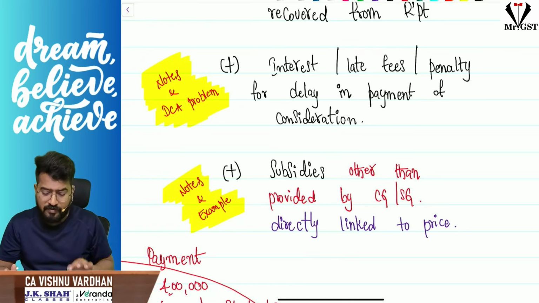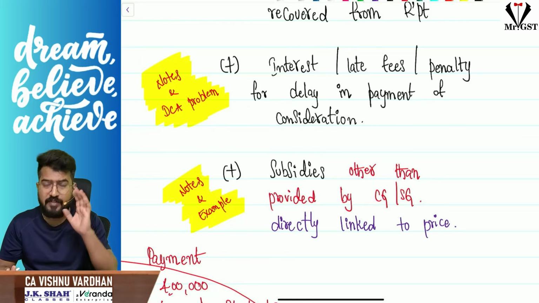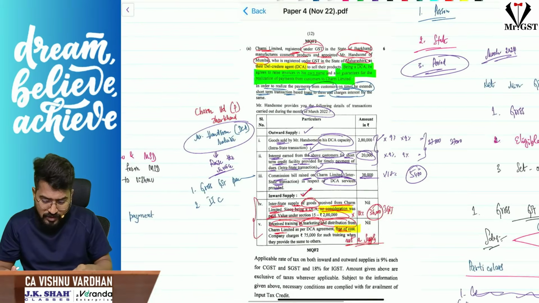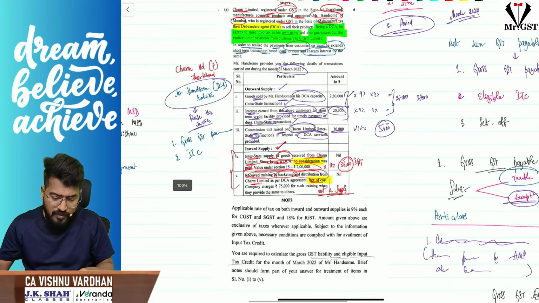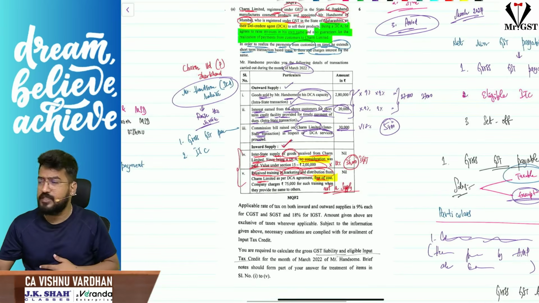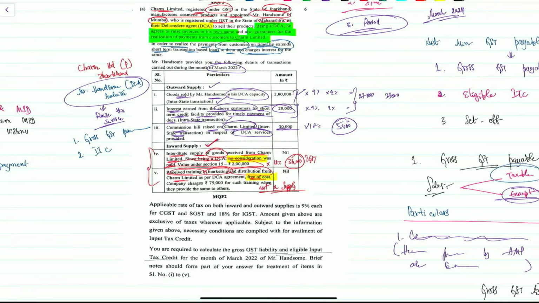And one more thing here for interest and late fee. For interest and late fee, I have given one small problem in the notes here, so you can check this. This is a November 2022 CA Inter question, but a nice question, about a delivery agent. So you can go through this question. They have just asked in the question for the gross GST liability and ITC available. That's all. They did not ask anything extra. Okay, so that is the point.